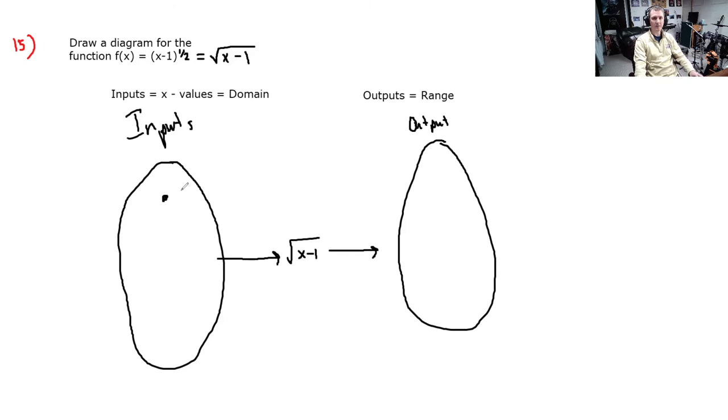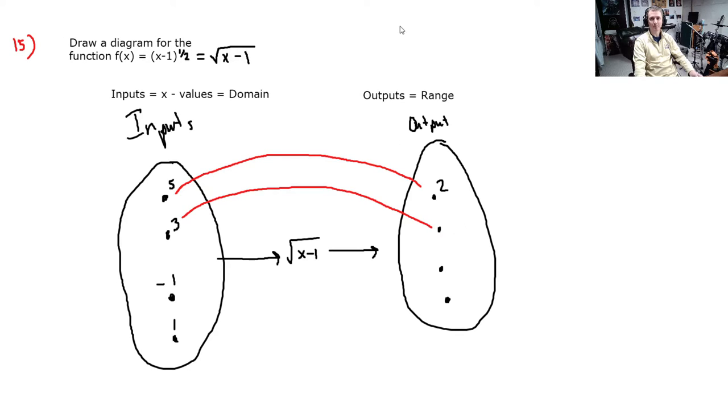Okay, so let's take a few of these. Let's take 5. Take 3. Take negative 1. We'll take 1. So our diagram for each of these is just gonna connect an input to its output. So what's the square root of 5 minus 1? Two. Very good. So 5 gets connected to 2. That's it. How about 3? 3 gets connected to the square root of 3 minus 1, which is the square root of 2. Nobody tell me what that one is. I know that one's irrational.